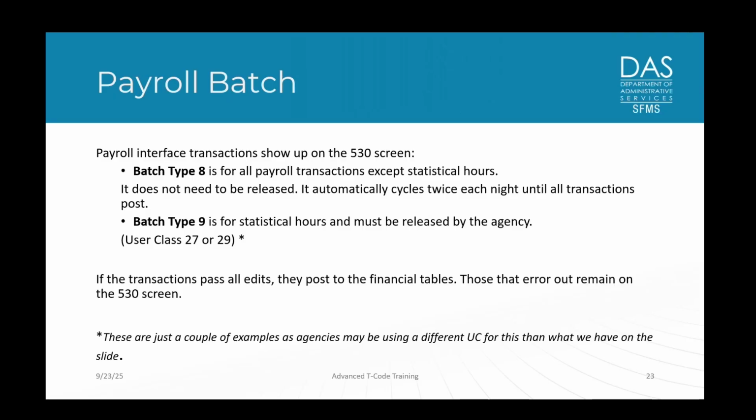Okay, so how these payrolls appear on our STARS, they will appear as batch type 8 and 9. Batch type 8 would be for the actual expenditure for payroll, and it will automatically clear from the 530 screen over the nightly batch cycle. But batch type 9, if it doesn't clear and bounces back by errors, has to be released by users. I put user class 2729, but these are the most common user classes used to release batch type 9.